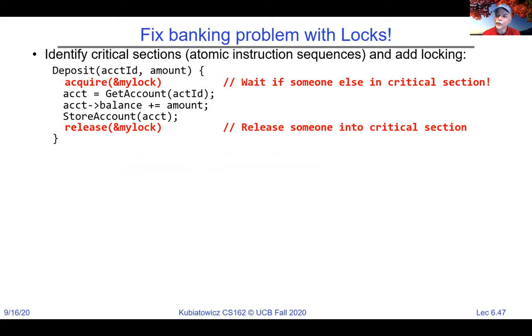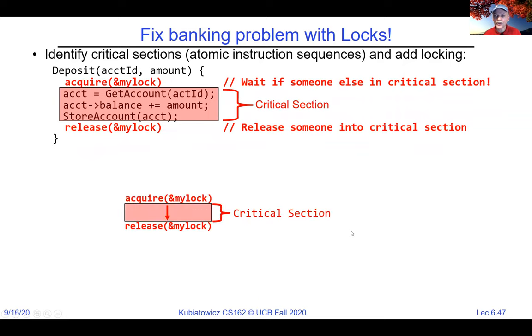Well, we put locks around our atomic section. So we acquire the lock, and we release the lock. This thing in the middle is what we call a critical section. The critical section is the atomic operation that we've chosen that we only want one thread in at a time. And the gatekeepers are going to be the acquire and release. And here's an example just to show you.